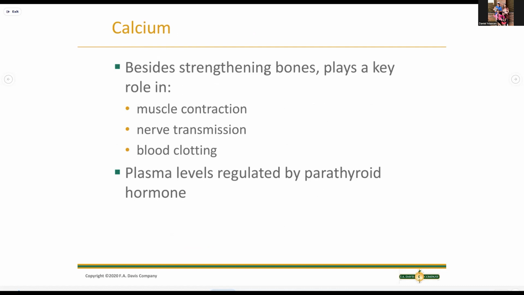Calcium and calcium imbalance is discussed at the top of page 414. Don't stress about it. That's all I'm going to say. Don't stress about it. You're okay.